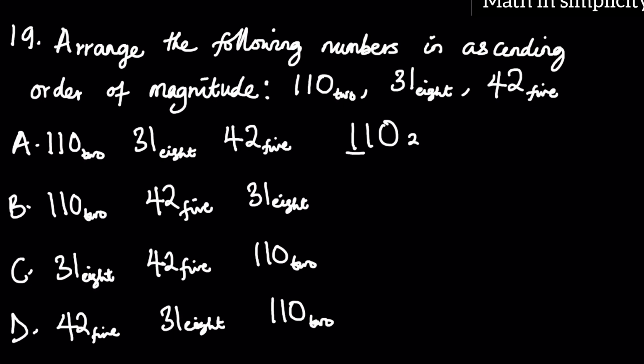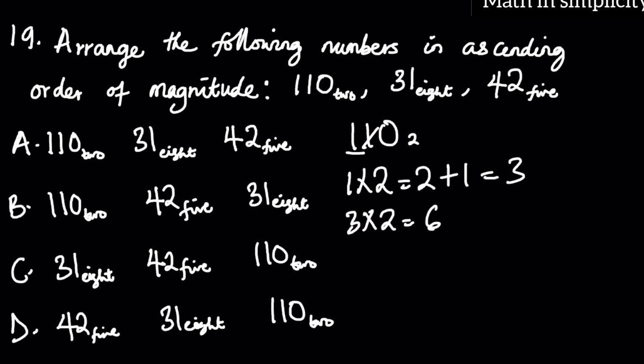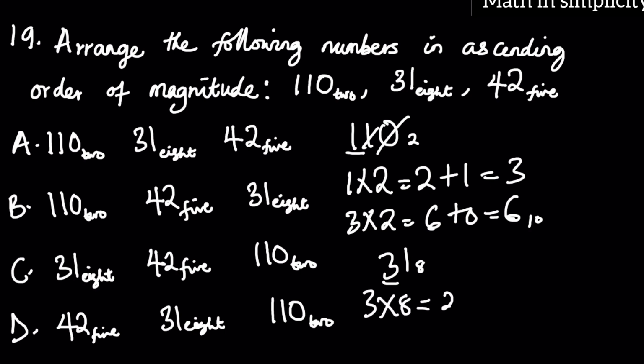So we take the first number and multiply by 2, which is the base. So we have 1 times 2, that's equal to 2. We add the next number, which is 1, that's 3. We go over the process. 3 times 2 is 6. We add the next one, which is plus 0. So that's 6 base 10. Alright, 31 base 8. The first number 3. 3 times 8 should give us 24. 24 plus 1. That's 25 base 10.